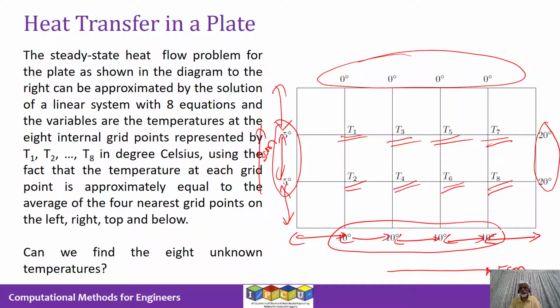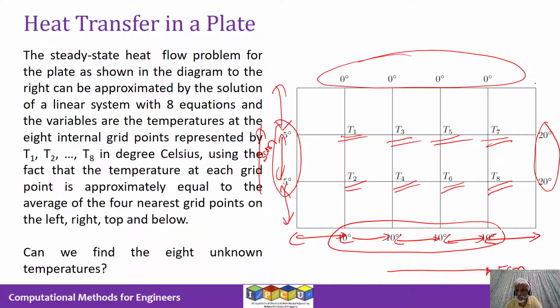So in any case, for the example that we have chosen, for the geometry of the system that we have chosen, we have these 8 symbols, T1, T2, T3, all the way till T8. So the idea is, what are the values of T1, T2, T3, T4, T5, T6, T7, and T8? That's the task before us.